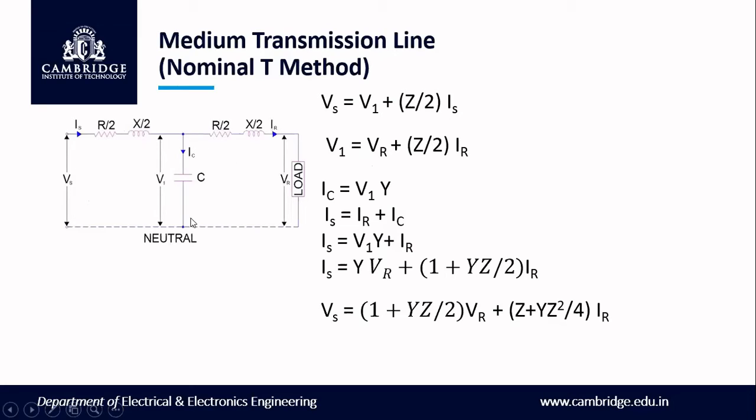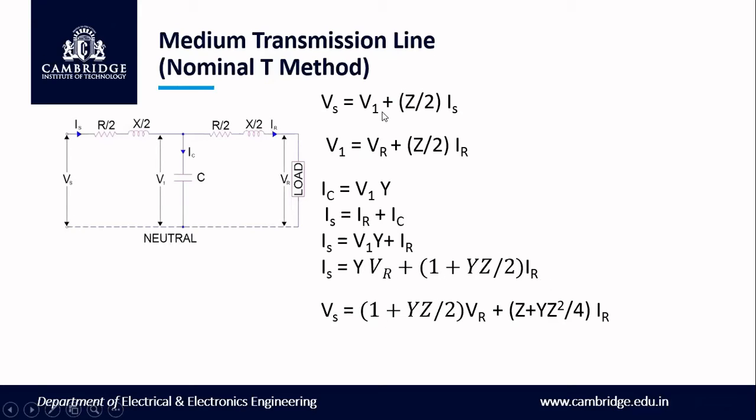Now what is this capacitor current? IC is equal to V1 into Y. Now Is is equal to IC plus IR. So these are the general equations which we have discussed in the last class only. Now Is is equal to V1 into Y plus IR is the equation. Substitute for V1 here. Now if you again solve this, you will be getting this equation. Is is equal to Y into VR plus 1 plus YZ by 2 into IR.